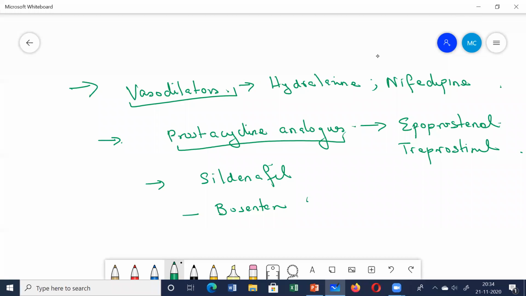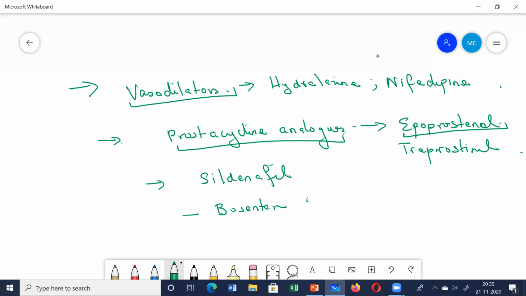So how are these prostacyclin analogs going to work? If you remember from your second year chapter on prostaglandins, epoprostenol is a prostacyclin, PGI2. And what does it cause? It causes dilation of the blood vessels. Therefore, we can use epoprostenol for treatment of pulmonary hypertension, although much study is not available on this.